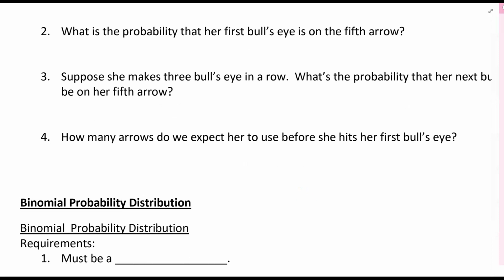Okay. So question number 2. What's the probability that her first bullseye is on the 5th arrow? So again, because it says the first on the 5th, it tells you that that's a geometric function. And it only gives you one value. It's on the 5th. So because it's one value, then this is a PDF. I don't remember what the P stands for, but I think D stands for distribution. And I don't remember what the F stands for either.